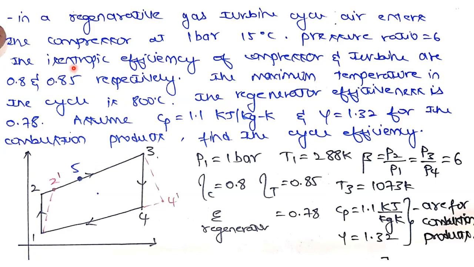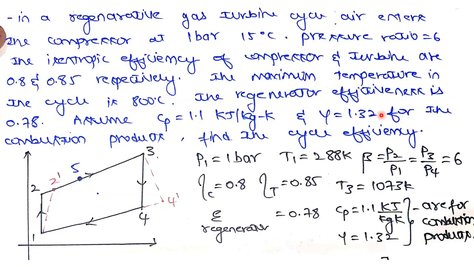So this is the problem. In the regenerative gas turbine cycle, air enters the compressor at 1 bar and 15 degrees Celsius. So he has given the value of pressure at state 1 and temperature at state 1. Pressure ratio beta value he has given as X. The isentropic efficiency of the compressor and turbine he has given as 0.8 and 0.85 respectively. The maximum temperature, that is at state 3, is 800 degrees Celsius. The regenerative effectiveness is 0.78.